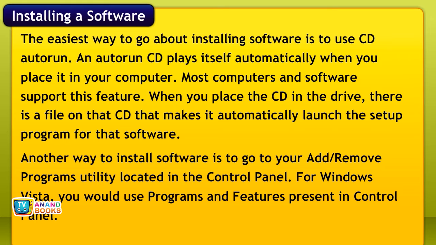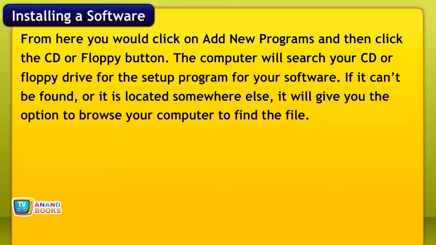Another way to install software is to go to your Add or Remove Programs utility located in the Control Panel. For Windows Vista, you would use Programs and Features in the Control Panel. From here, you would click on Add New Programs and then click the CD or floppy button. The computer will search your CD or floppy drive for the setup program for your software. If it can't be found or it is located somewhere else, it will give you the option to browse your computer to find the file.